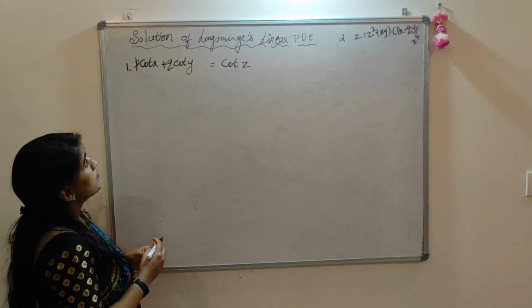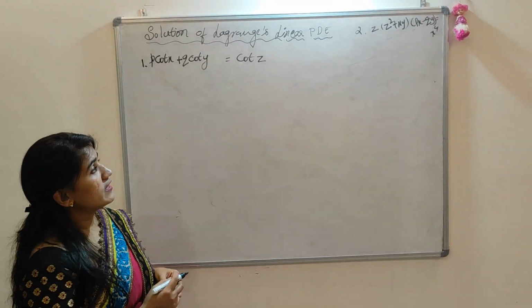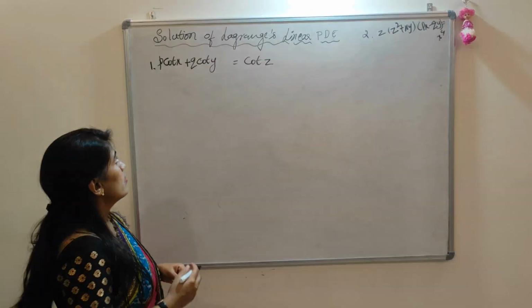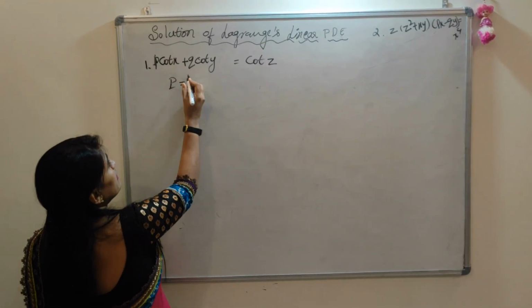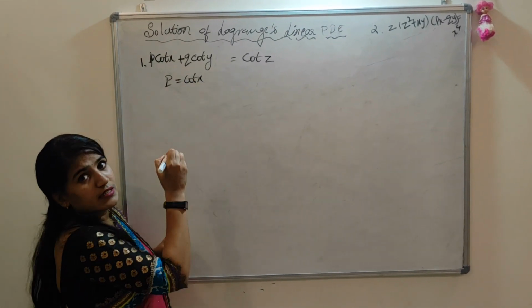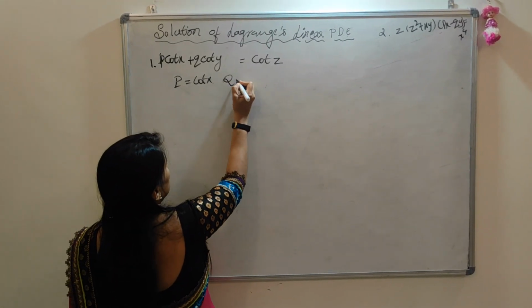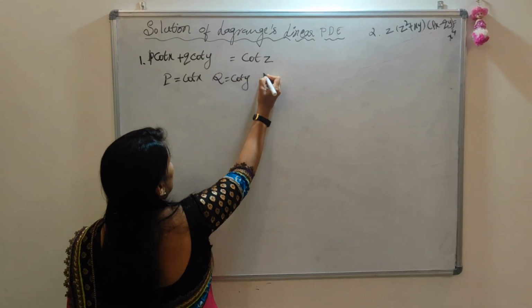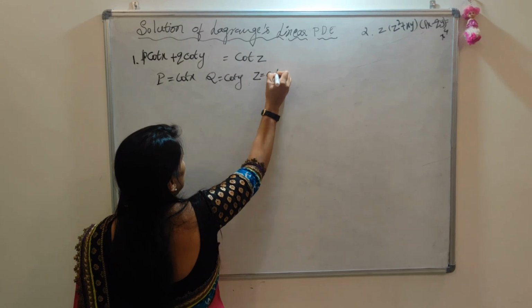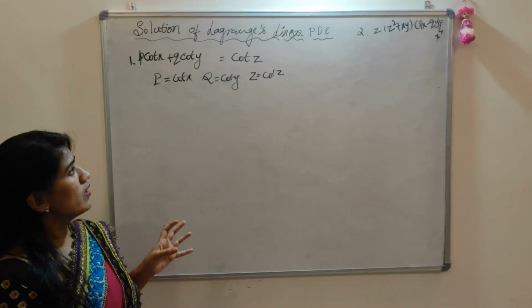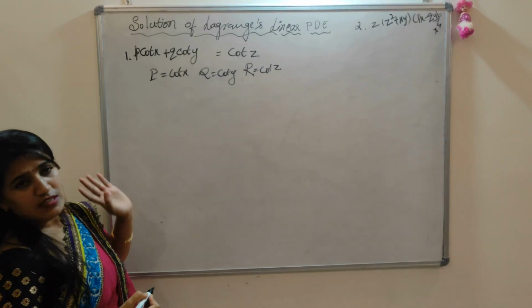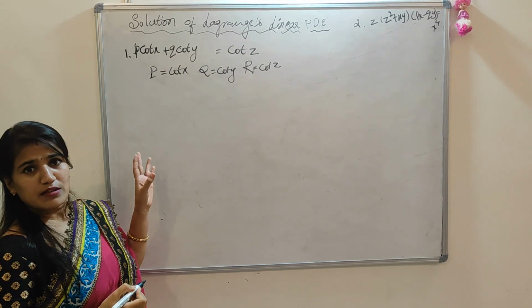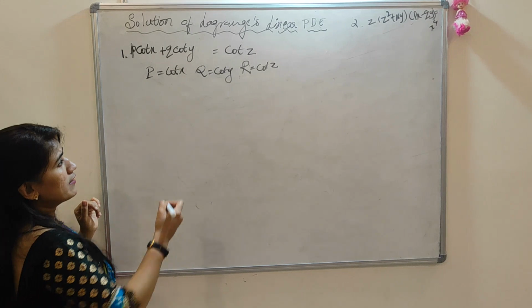Come to the problem: p cot x + q cot y = cot z. Here the coefficient of small p is capital P. In the given data, P is cot x, Q is cot y and R is cot z. This is already in the standard form of Lagrange's linear PDE.